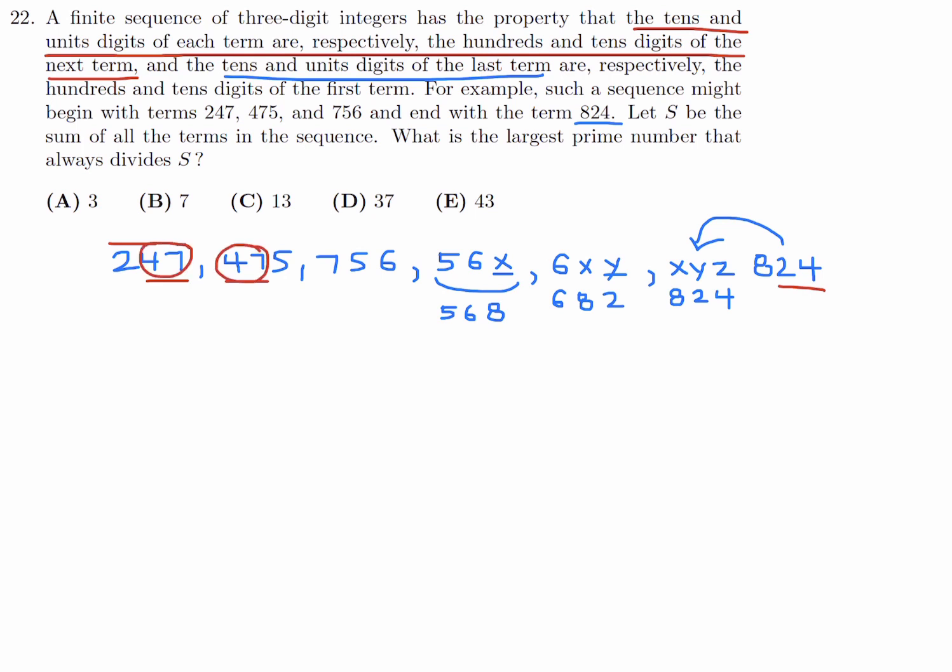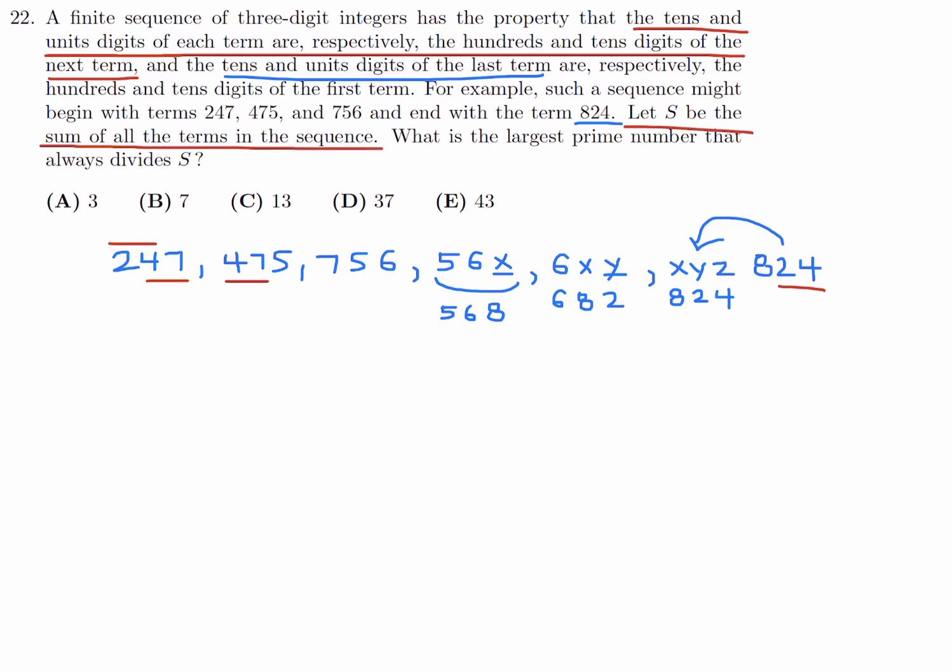4-7 moved to here, then 7-5 moved to here, then 5-6 moved to here, and then 6-8 moved to here, and then 8-2 moved to here, and then in the end we added this 4. Why? Because this 2-4 has to match with this 2-4. Okay, so we've got a sequence that matches the criteria in the question, so let's add them all up.